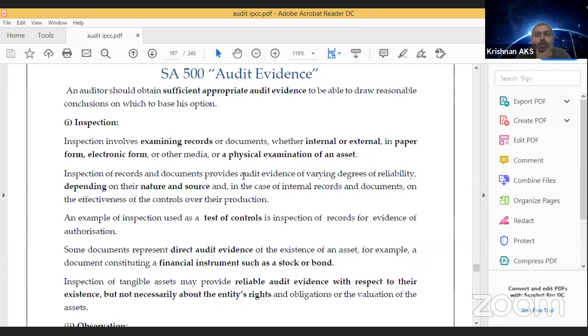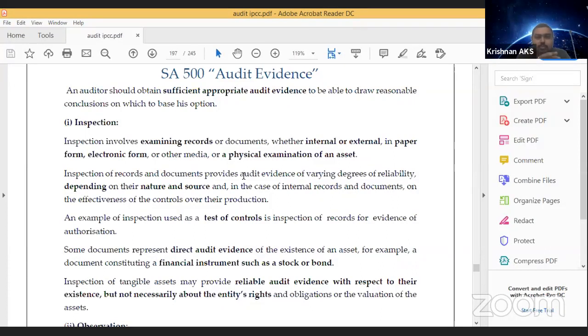Then we know that there are two procedures the auditors will have. One is risk assessment procedure, another one is further audit procedure. Risk assessment procedure we have already seen in SA 315. Then further audit procedure has two types. One is substantive procedure, another one is compliance procedure.